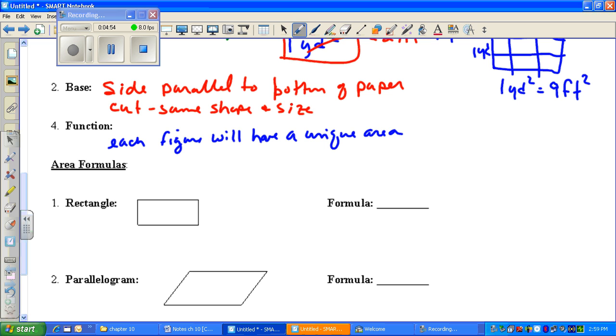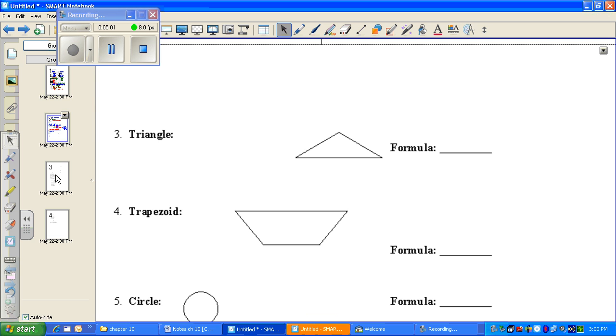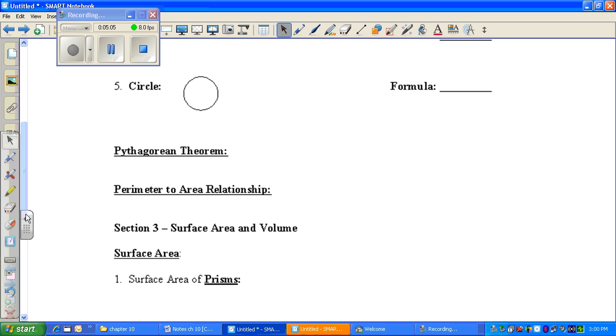What we're going to be doing in explorations is we're going to be finding these formulas for these different shapes through chapter 2. And so we'll fill in this sheet. We will be doing Pythagorean as an exploratory example in class, as well as perimeter to area relationships. So those will all be done in explorations.